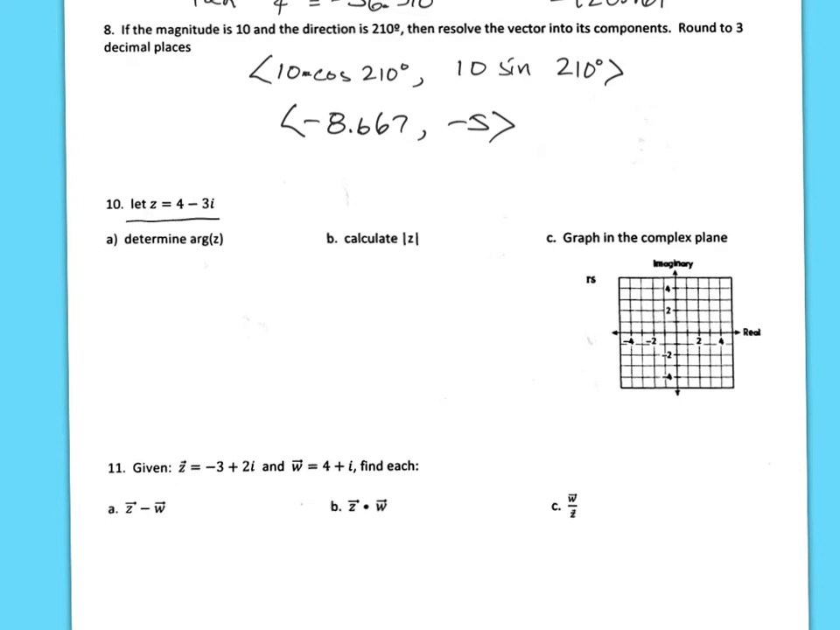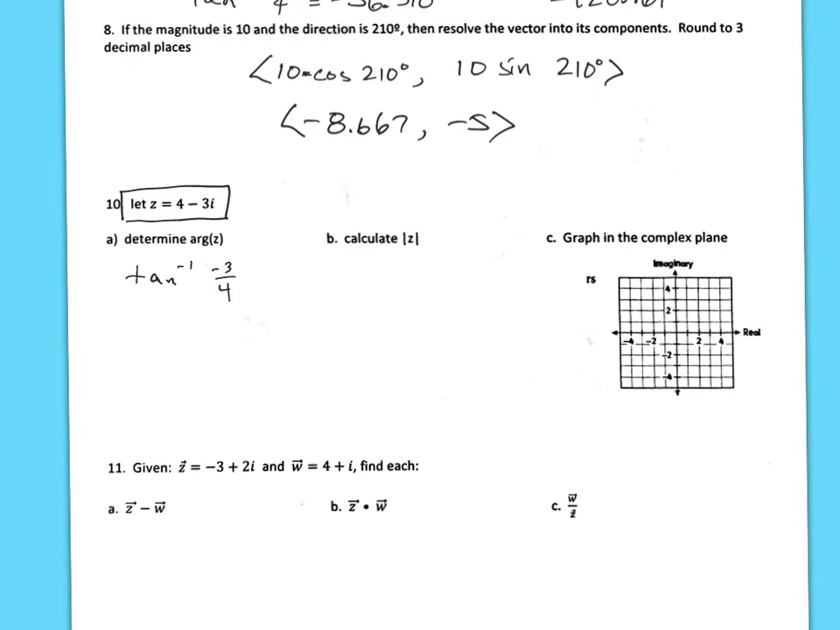Here we're going to use imaginaries. When you do argument and absolute value of imaginaries, you don't use the i. Drop the i, but everything else is the same. That's why we do this at the same time as vectors, because we're going to do inverse tangent of b over a.